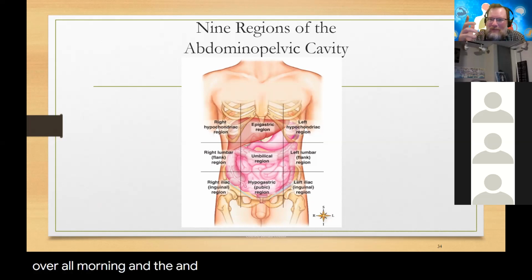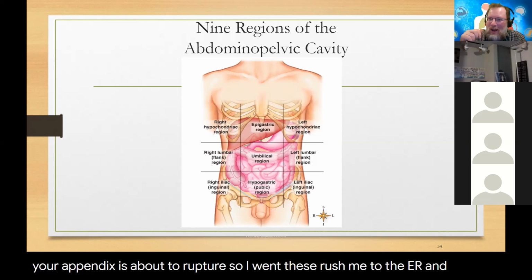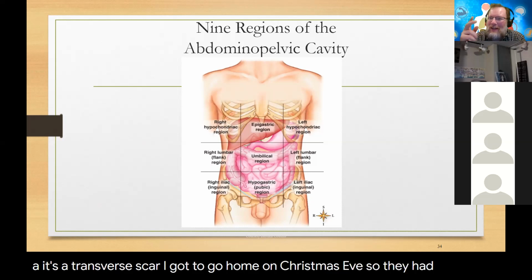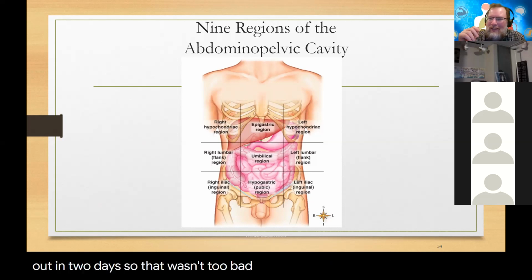And finally that night they took me to the doctor, and they said your appendix is about to rupture. So they rushed me to the ER, and this was in Rockford. And then they sliced me open and took my appendix out. But anyway, it's a transverse scar. I got to go home on Christmas Eve, so they had me in and out in 2 days, so that wasn't too bad. I think it was about 7 at night on Christmas Eve when I went home.